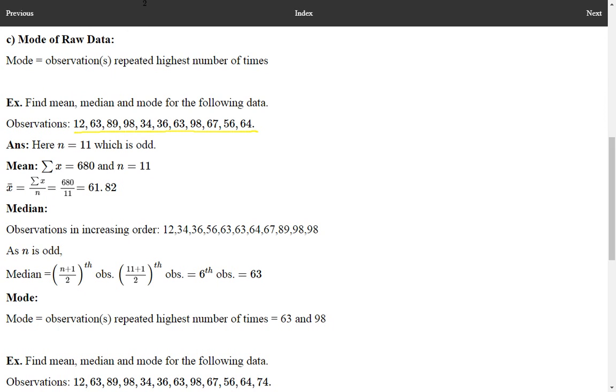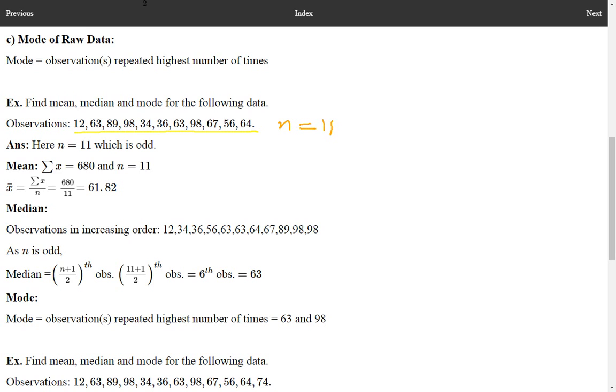How many observations are here? We can count the number of observations: 1, 2, 3, 4, 5, 6, 7, 8, 9, 10 and 11. So there are 11 observations. Okay. First we will find the mean.